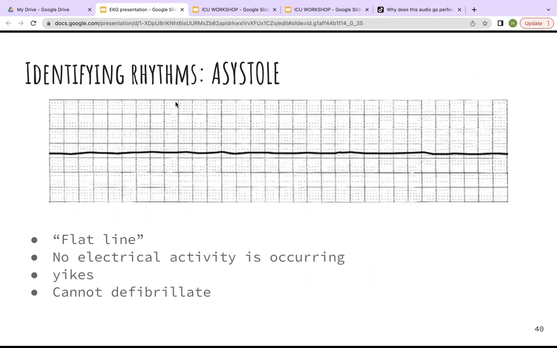The asystole. It's a flat line. Nothing's going on. Cannot defibrillate this rhythm. There are rhythms that you can shock and cannot shock. So anytime you watch Grey's Anatomy and it says to shock, and this is what it looks like on the monitor, they're lying. Your patient's not doing so good if this is their rhythm.